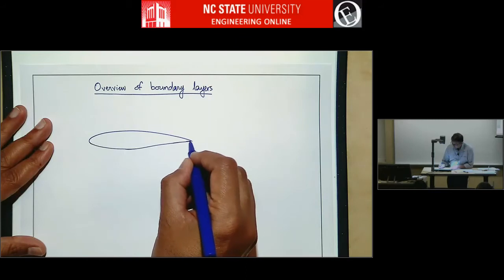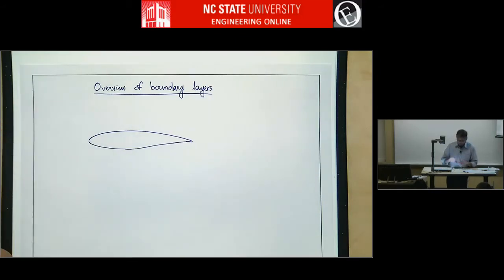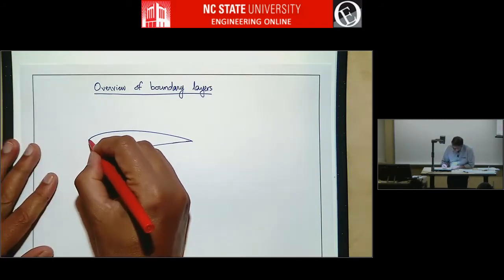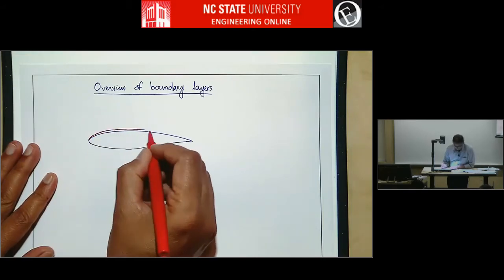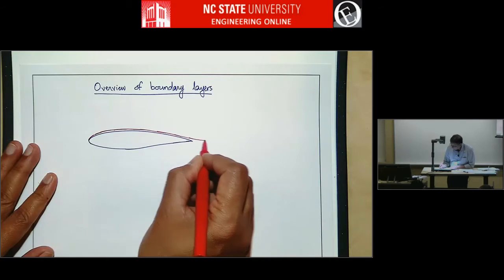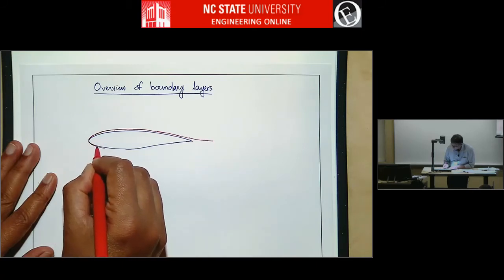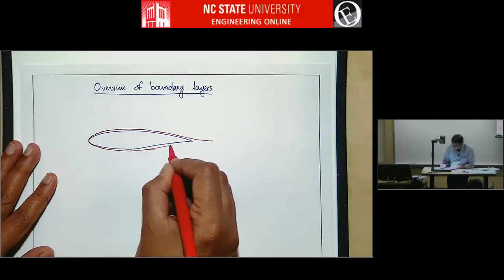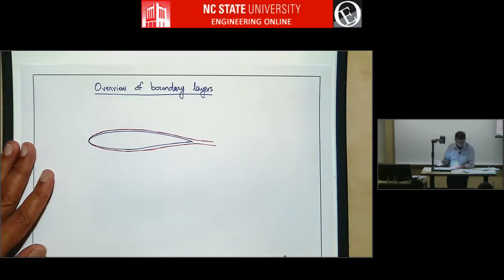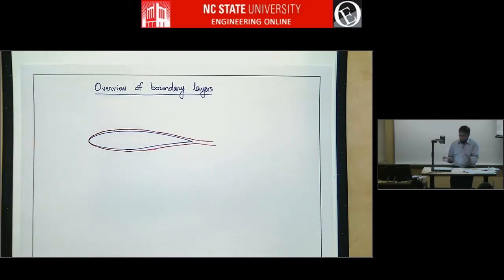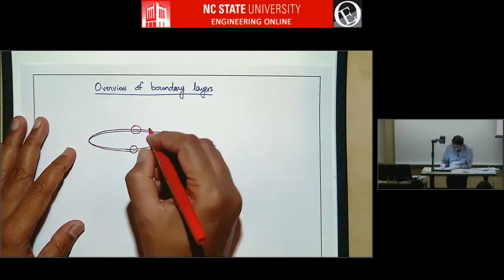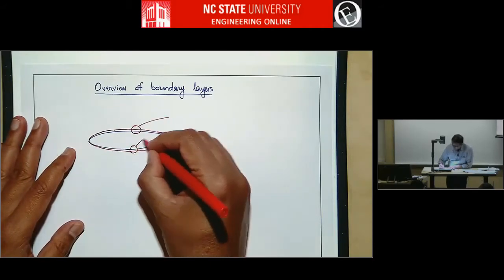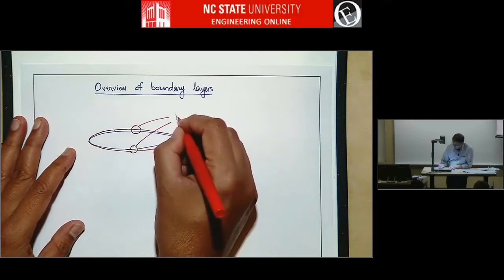As always, I'm going to draw an airfoil, but now I'm going to draw a boundary layer on top of this airfoil in a different color. So this little region, the thin layer on the surface of the airfoil, is called a boundary layer.